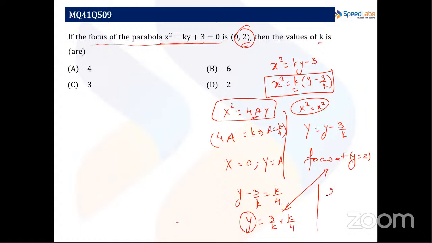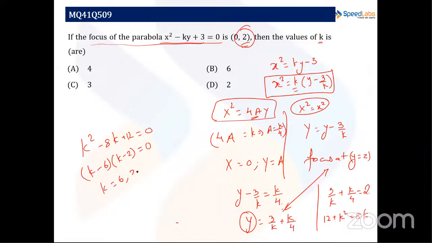Comparing these two values, we are having 3 upon k plus k by 4 equals to 2. So you are having 12 plus k squared equals to 8k. So our quadratic will be k squared minus 8k plus 12 equals to 0. And on solving this, you will get k minus 6 into k minus 2 equals to 0 as the factors. So k will be 6 or k will be 2. So our options are B and D.